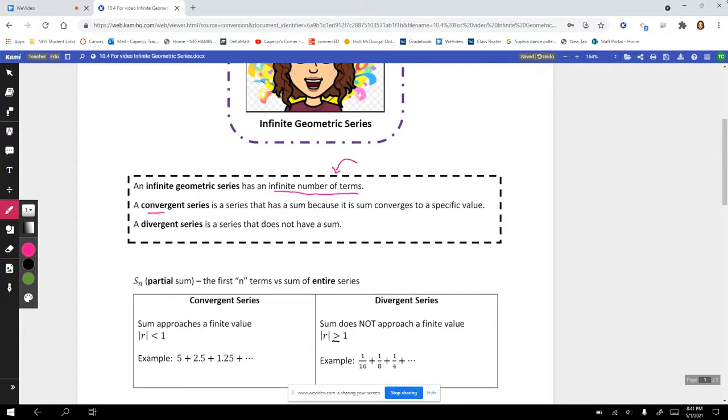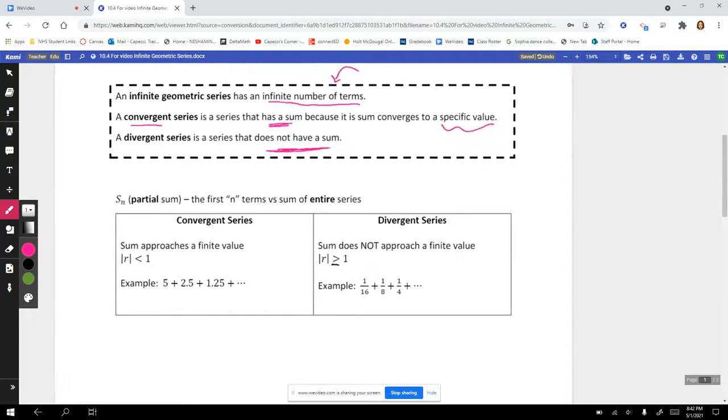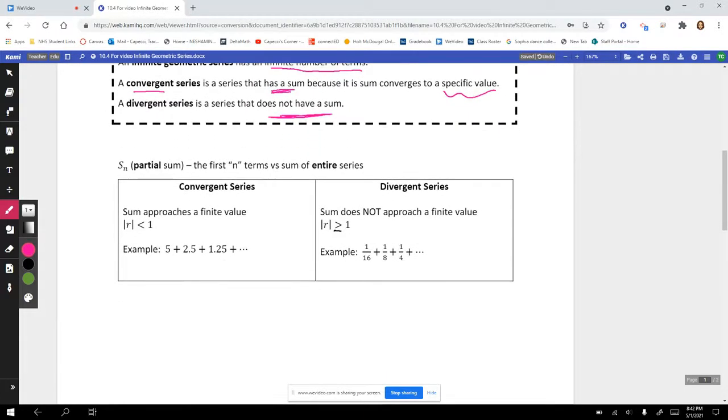Now, a convergent series is a series that has a sum because its sum converges to a specific value, and we'll look at examples. A divergent series, on the other hand, does not have a sum. So let's look at some examples here, okay? When we have a convergent series, the sum approaches a finite value because the R value, the common ratio, is less than 1.